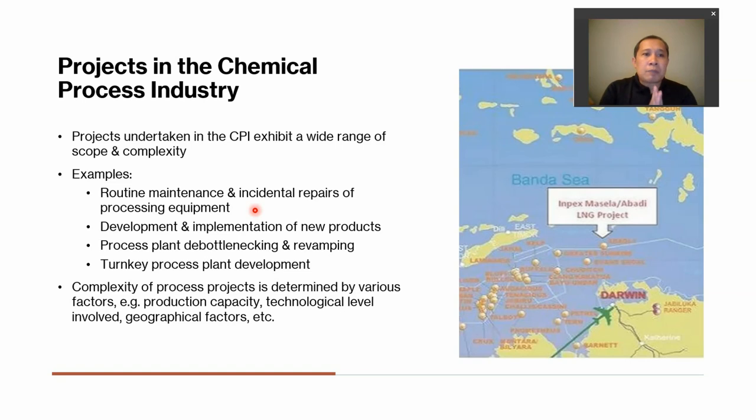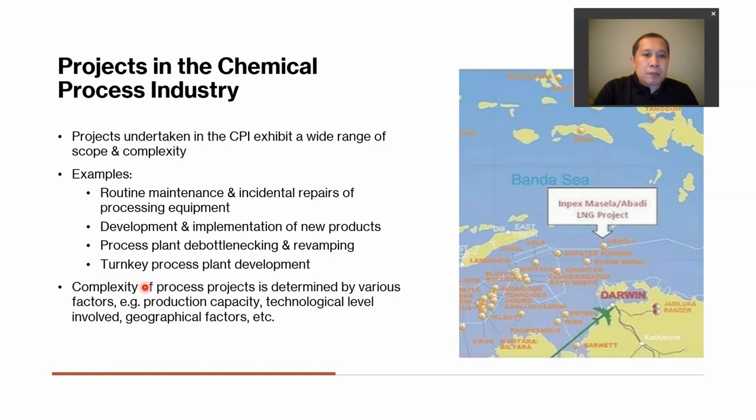Projects in the chemical process industry vary widely in terms of scope and complexity. For example, it can be as simple as routine maintenance and incidental repairs of equipment. It could be the development and implementation of new products, process plant debottlenecking and revamping. I hope you are familiar with these two terms. If not, I urge you to look up on the internet what those two terms mean. And perhaps one of the most complex projects that a chemical engineer can encounter is a turnkey process plant development, which means process plant development literally from zero, from scratch.